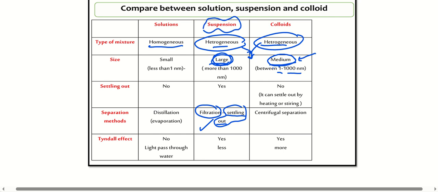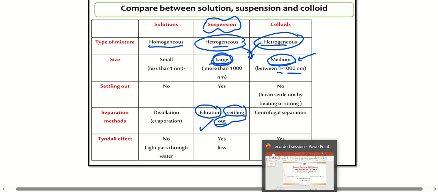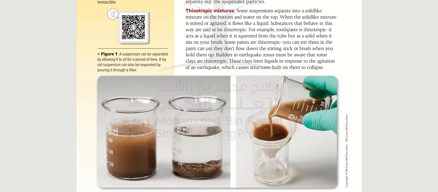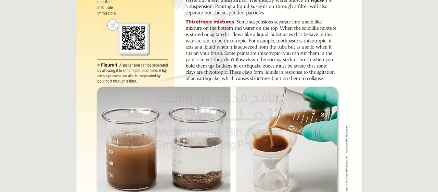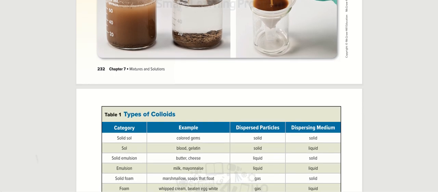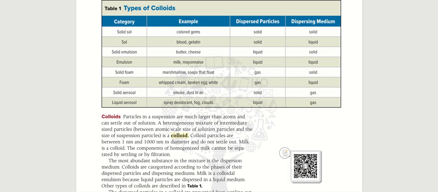We all know if we put muddy water, after hours it will be clear like this because of the settling out in suspension. We all know this. Okay. But why in colloid does this not happen? This doesn't happen because of two things.